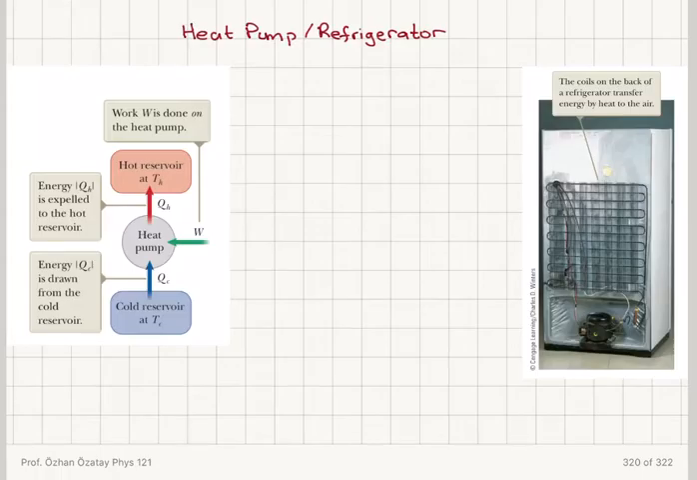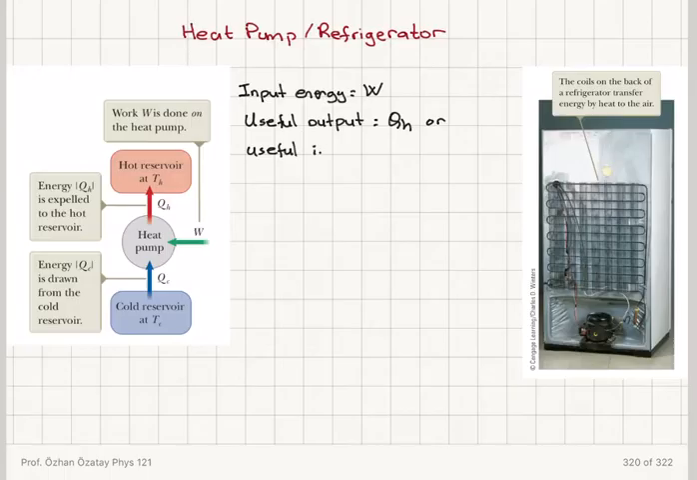Okay, so if we want to summarize what's going on here, we have input energy W. We have useful output, this can be QH, useful output QH, or it can be a useful input QC. It depends on how we look at the operation of this machine, so we can define what is useful for us. So what do I mean by this?